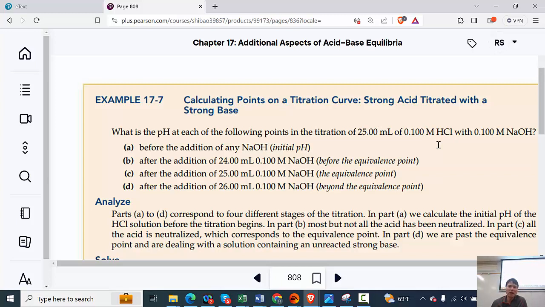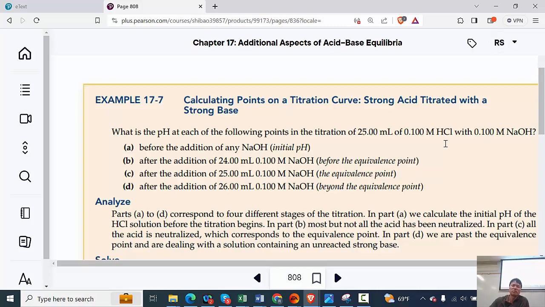But anyway, they're asking, A, what is the pH before the addition of any OH? Well, that's just HCl, and if it's 0.1 molar HCl, do you worry much about Kw contributing? No. And so this would just be pH 1. B, after the addition of 24 milliliters, 1 milliliter before the equivalence point. They're asking C at the equivalence point, D at 1 milliliter after the equivalence point.